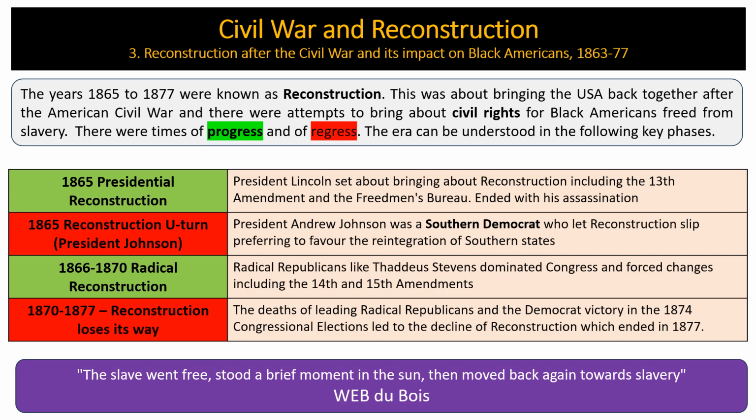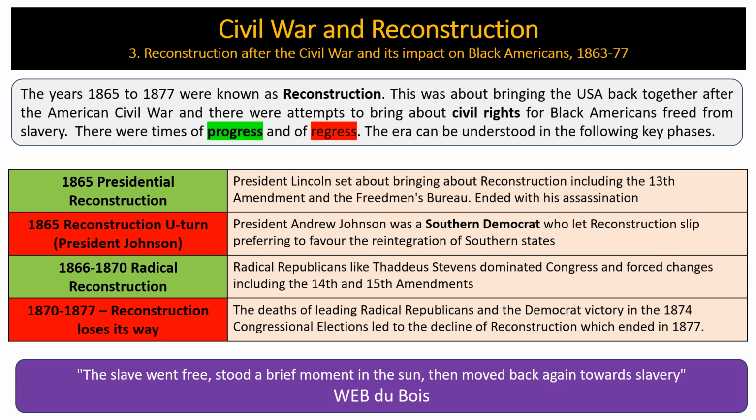Okay, so the years 1865 to 1877 were known as Reconstruction, and this was about bringing the USA back together after the American Civil War, and there were attempts to bring about civil rights for black Americans freed from slavery. There were times of progress and times of regress. The era can be understood in the following key phases.